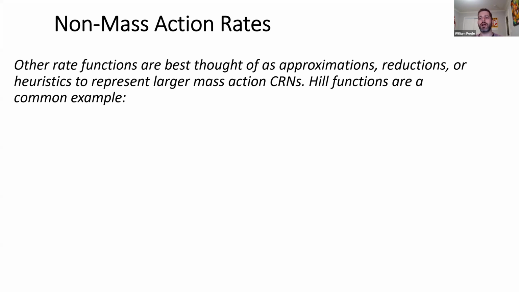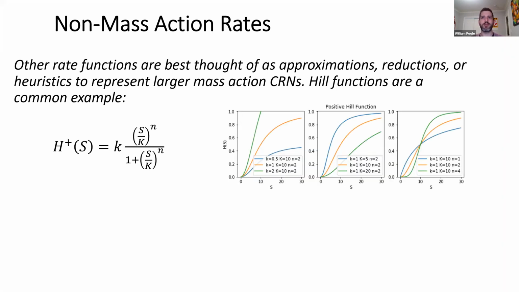When using non-mass action rate functions, you really should think of them as approximations or model reductions to represent larger mass action CRNs. A very common example of this is the Hill function. Hill functions make these nice little sigmoid shapes. Here I've shown a Hill function. This is the mathematical form. In the first one, I'm varying little k, which determines my maximum value. In the second one, I'm varying big K, which determines my inflection point. And in the third one, I'm varying n, which determines how steep the Hill function is. So these are very useful equations.